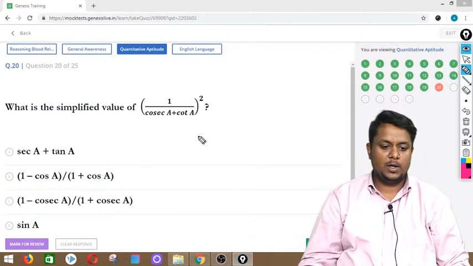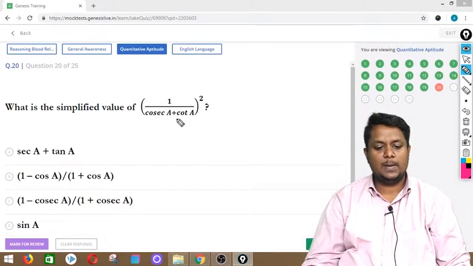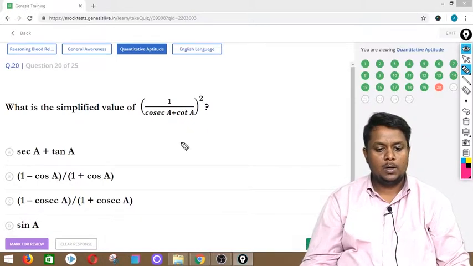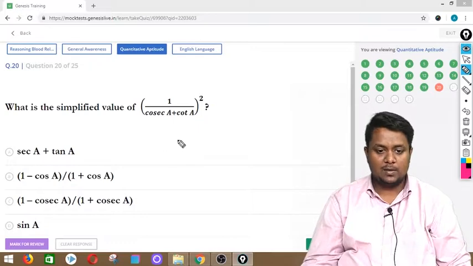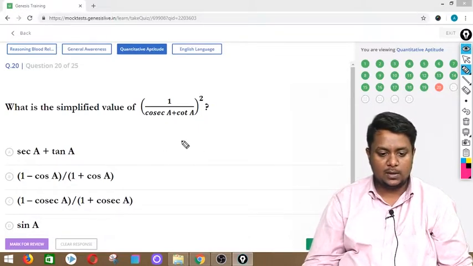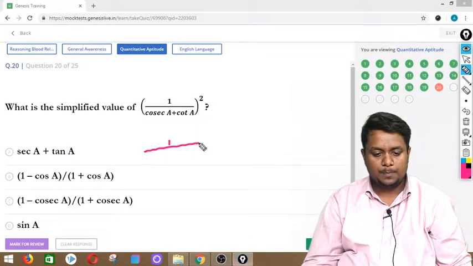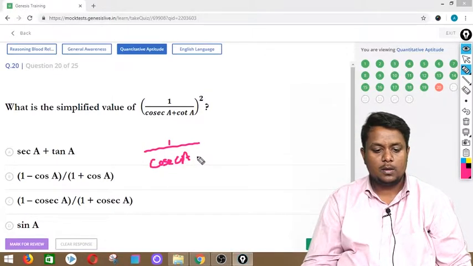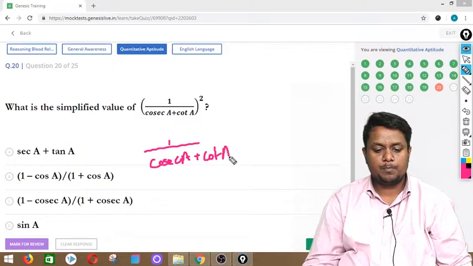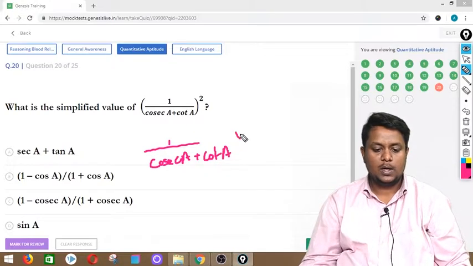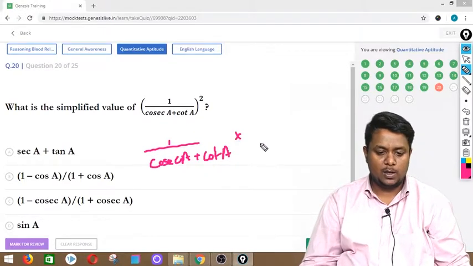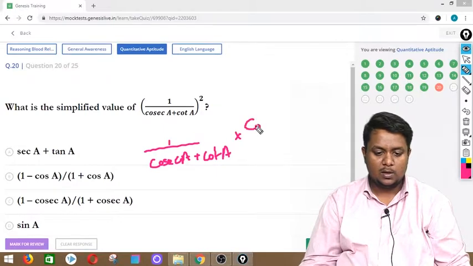This question is based on trigonometry. What is the simplified value of (1 by cosecant A plus cot A) the whole square? Now, I am going to multiply the value inside the brackets, 1 by cosecant A plus cot A, numerator and denominator both, with cosecant A minus cot A.